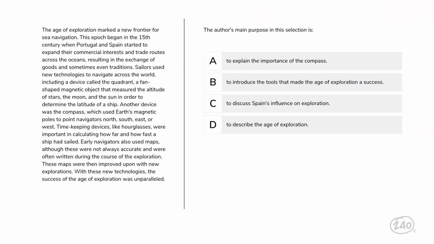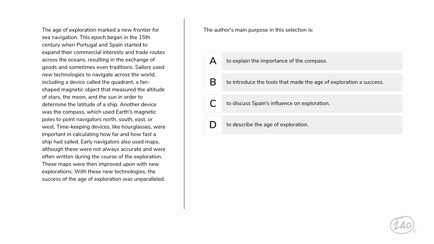The Age of Exploration marked a new frontier for sea navigation. This epoch began in the 15th century when Portugal and Spain started to expand their commercial interests and trade routes across the oceans, resulting in the exchange of goods and sometimes even traditions. Sailors used new technologies to navigate across the world, including a device called the quadrant, a fan-shaped magnetic object that measured the altitude of stars, the moon, and the sun in order to determine the latitude of a ship. Another device was the compass, which used Earth's magnetic poles to point navigators north, south, east, or west.